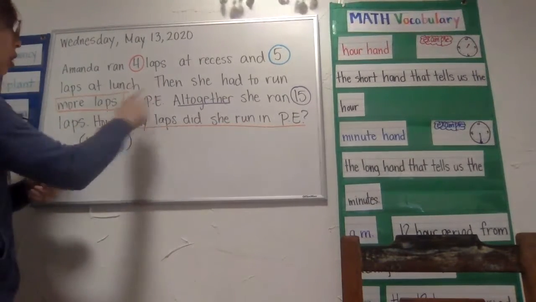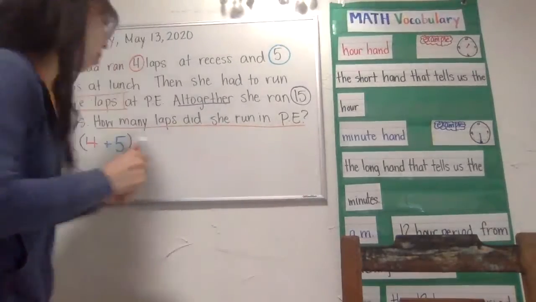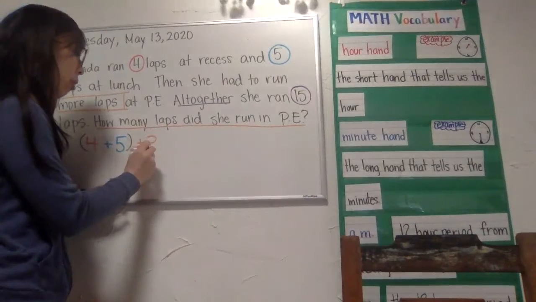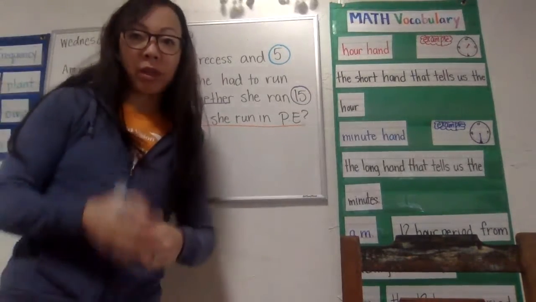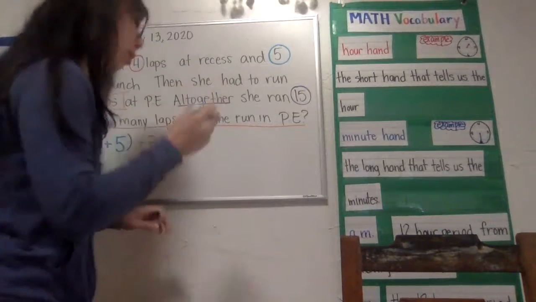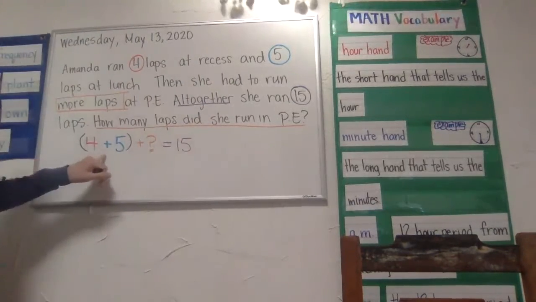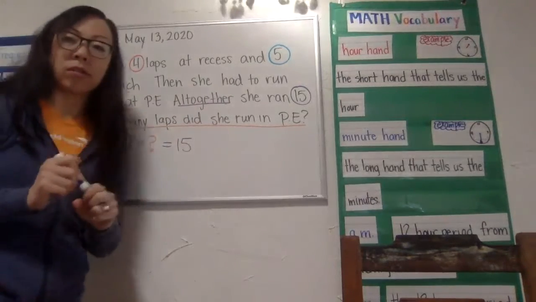But then it says she had to run more laps at PE. How many? We don't know. That's our job. Now we know what we have to figure out. How many laps was it that she ran at PE? Because all together, remember that tells us we have a sum. She ran 15 laps. So we're thinking 4 plus 5 plus something. The amount of laps she ran at PE equals 15.